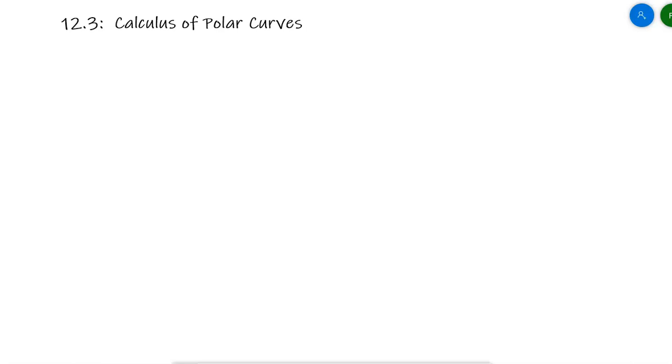So now that we've done all the drawings for the polar curves, what do you do now that you know how to draw these things? What can you use them for? Well, there's a couple of things we can do.